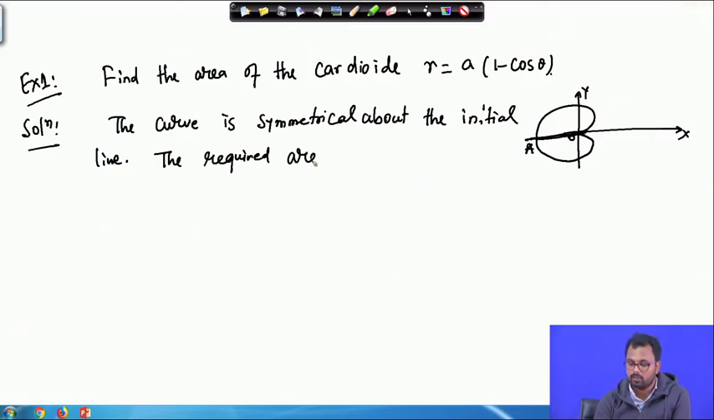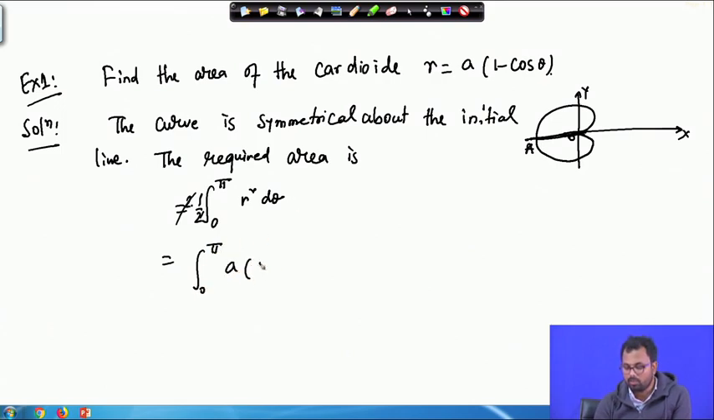So, the required area is equal to integral from 0 to pi of r square d theta, and since the formula is 1 by 2, we write 1 by 2, and since the required area is 2 times the area of any one of these sections, we also have to multiply by 2 here. Then this 2 and this 2 will get cancelled, and we will have 0 to pi r square d theta. Now, r is a times (1 minus cos theta), whole square. So, here we will have a square, here we will have a square d theta.